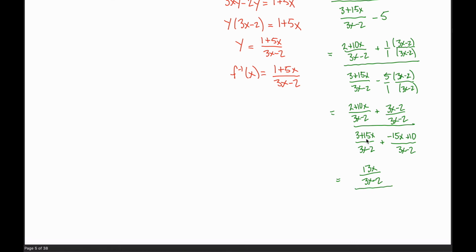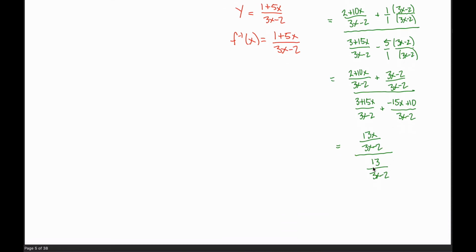Down in the denominator here, I got 3 plus 15x plus negative 15x plus 10. Let's see, the positive 15x and the negative 15x will cancel each other out, and the 3 plus the 10 will leave me with 13. And then down in the denominator, I got 3x minus 2. All of a sudden, things are looking a lot prettier. It looks like this is going to work out.